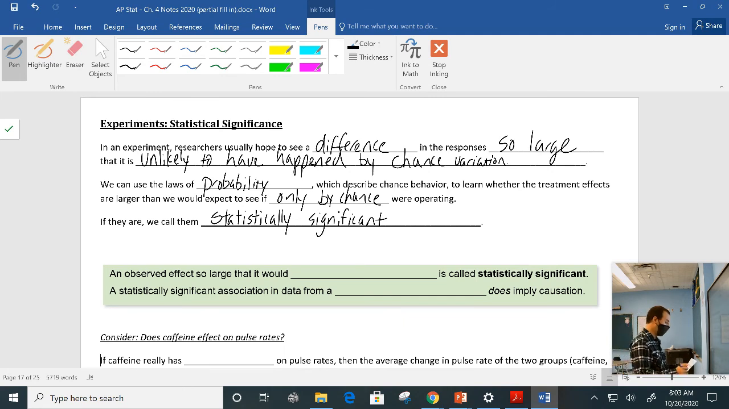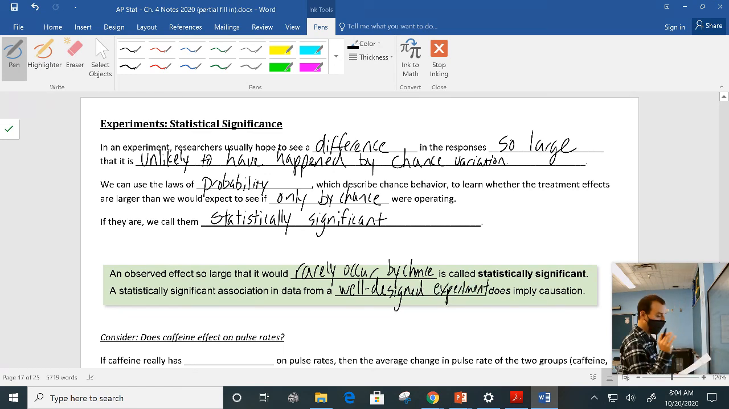An observed effect so large that it would rarely occur by chance is called statistically significant. A statistically significant association in data from a well-designed experiment does imply causation. So if I have a well-designed experiment where I've used those principles of experimental design, and I have a result that's large enough that it could not have happened by chance, then I can prove causation, or cause and effect.